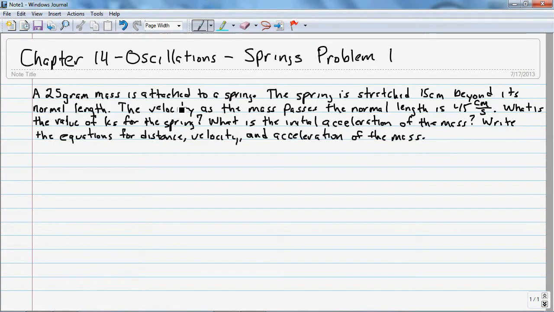What is the value of Ks for the spring? What is the initial acceleration of the mass? And write the equations for distance, velocity, and acceleration of the mass. So let's take a look at what we're given.